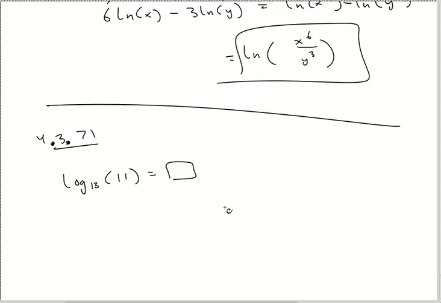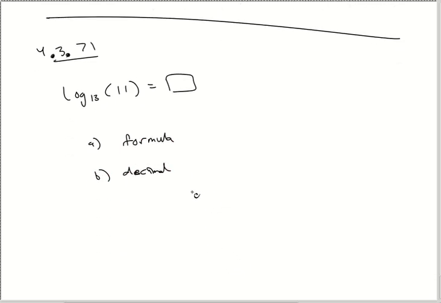Good question. So this problem, it confused me a little bit. What they want is a part A and a part B. Part A is a formula of some kind, and then part B is going to be some kind of decimal answer of some kind. Well, I have no clue what to do here.